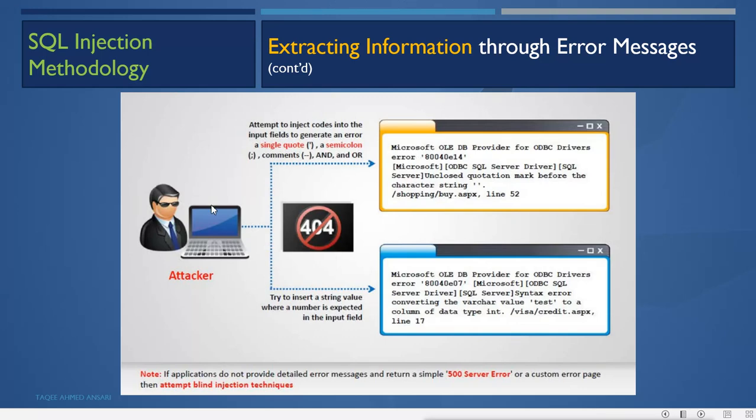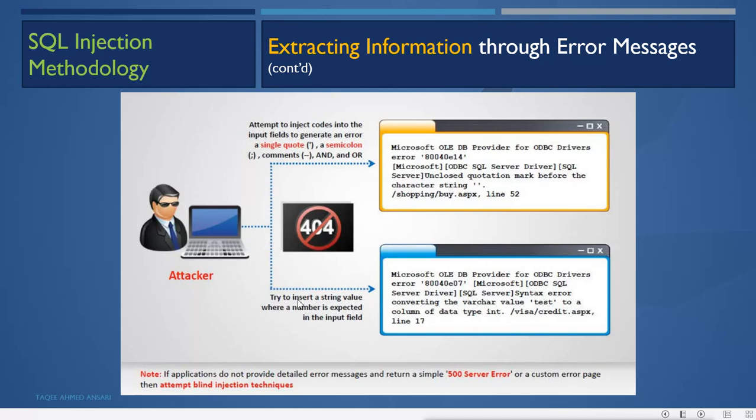Then the attacker attempts to inject the codes into the input fields to generate an error: a single quote, a semicolon, comments, and OR. So very simply we can add these kinds of characters. We can add a quote, we can add semicolons, we can add double minus comments, or we can add AND or OR options. Now if the attacker tries to insert these things into the input field, it should generate the error.